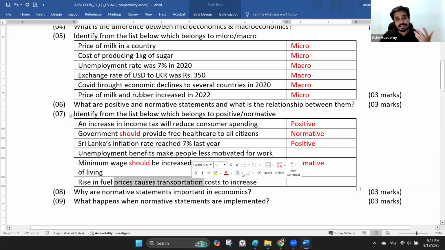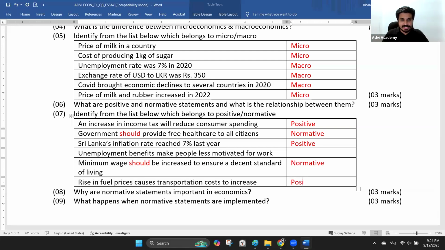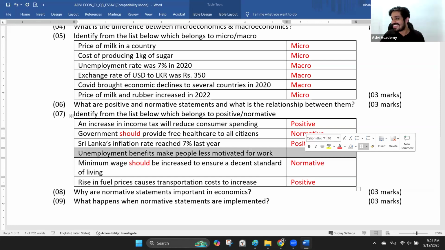"Rise in fuel causes transportation cost to increase." Obviously, that's a fact. If fuel cost increases, transportation cost also will increase. Obvious. So that's okay. Positive. What about this one? Think normative. Most of you are answering normative.